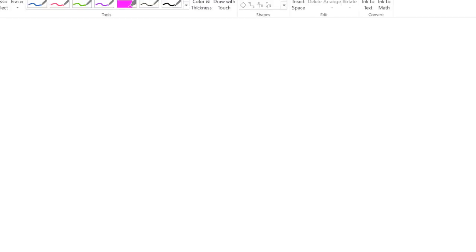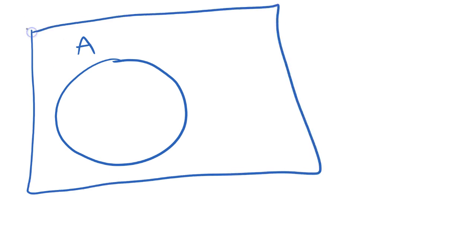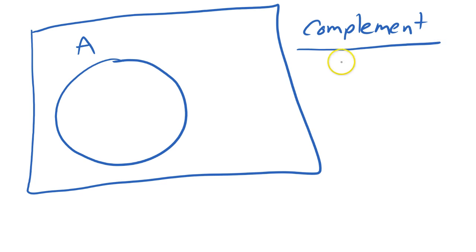Okay, now let's talk about something called the complement. Alright, let's say that this is set A. There's something called the complement. And it is given by the following symbols. We'll say A, and then we'll put this little prime on it. And this would be read not A.